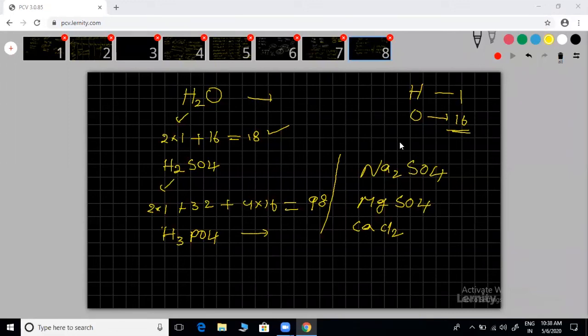Sodium sulfate, how much are we getting? Na is 46, sodium 23 plus 23, plus 96. You can calculate how much we are getting: 46 plus 96. Here you can find out magnesium 24 plus 96. Very good. CaCl2, triple one, sir. Answer correct.